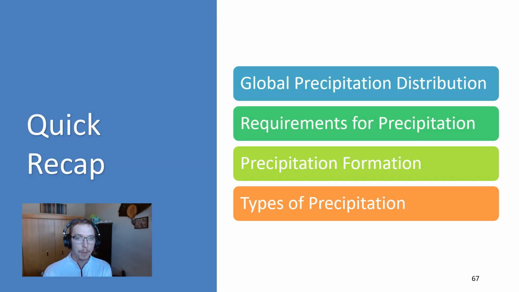So there we are. We talked a bit about global precipitation distribution, what is required for precipitation, how precipitation forms, and the variety of different types of precipitation. So in the next video, we're going to start talking about some global patterns of atmospheric circulation, what drives all of these things to move about, and then we'll get into a bit more of the interpretive aspect of things like thunderstorms, tornadoes, hurricanes, mid-latitude cyclones in general, etc.